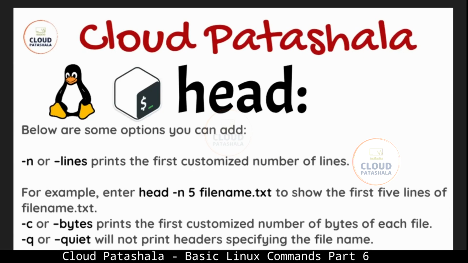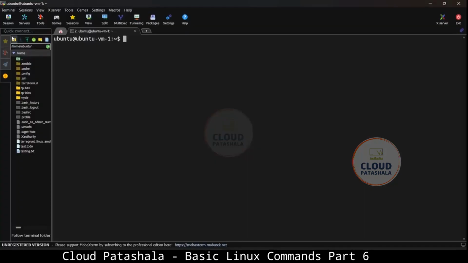Below are some options that we can add when we are using head. As we mentioned, if you want to change the number of lines that you want to see, instead of 10, if you just want to see 5 lines, what I would do is enter head and -n, the number of lines that I want to see, and the name of the file. We can also have a flag called -c, which gives us a customized number of bytes of each file. We can also have -q.